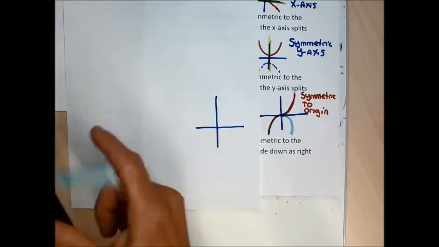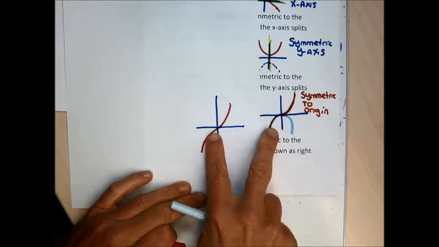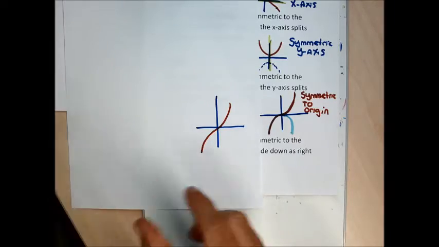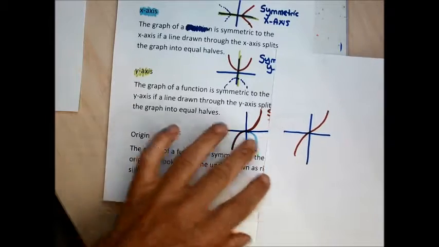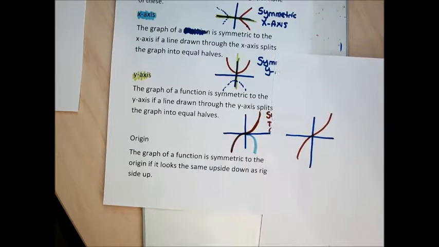So this graph right here in red, I say is symmetric to the origin. These are supposed to look the same. They kind of look the same. Watch what happens when I take this and turn it over. When I take this graph and turn it over, these two graphs still look the same. If a graph looks the same right side up and upside down, we say it's symmetric to the origin.